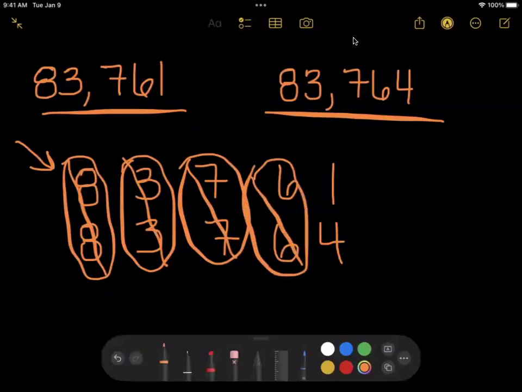But when we get down to the ones place, I see that one number has a 1 and the other has a 4. Since 4 is greater than 1, I know that this bottom number is the number that's greater. So that means my symbol needs to open up to this one. So then in that statement, the statement would be 83,761 is less than 83,764.